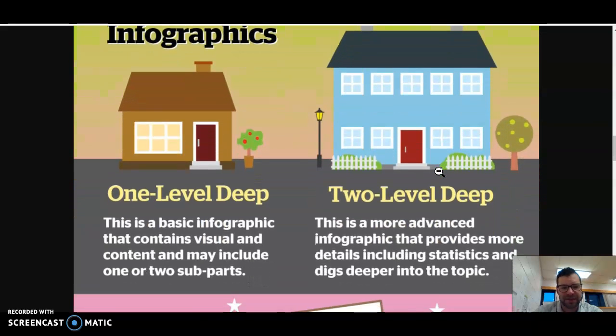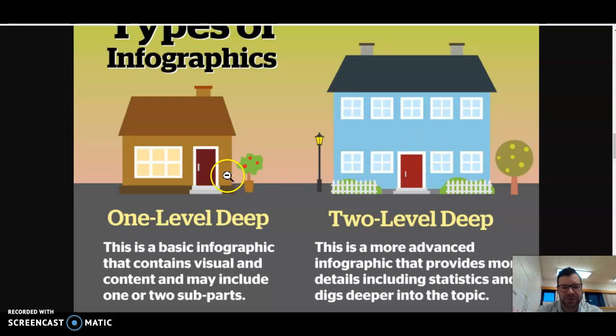Types of infographics. So we've got two houses representing the two types of infographics. One level deep. This is a basic infographic that contains visual and content and may include one or two subparts.